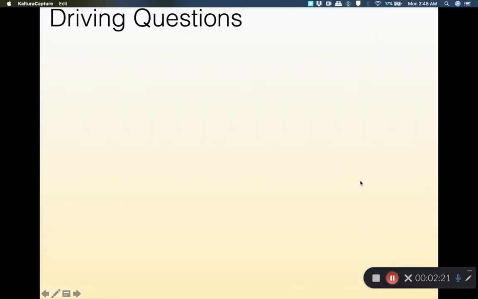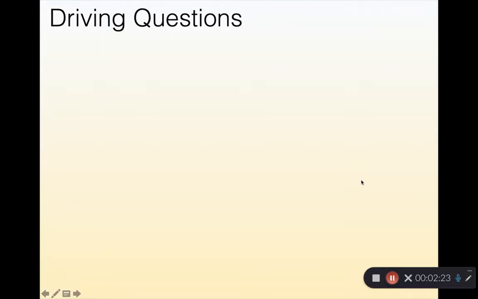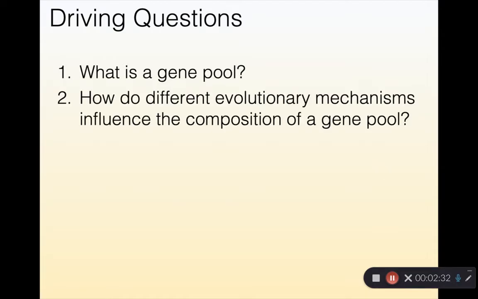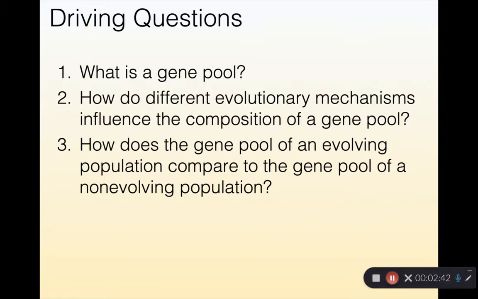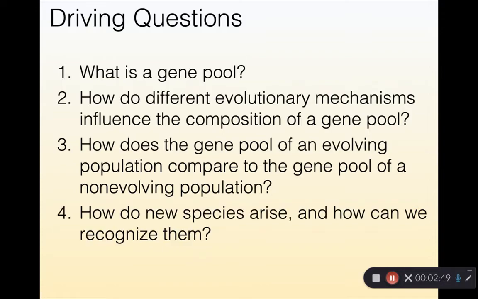So our driving questions for looking at non-adaptive evolution are going to be, first, what is a gene pool? This is really our primary unit that we're going to be thinking about when we're talking about non-adaptive evolution. Next, how do different evolutionary mechanisms influence the composition of a gene pool? Then, how does the gene pool of an evolving population compare to a gene pool of a non-evolving population? And lastly, how do new species arise, and what can we do to recognize them?